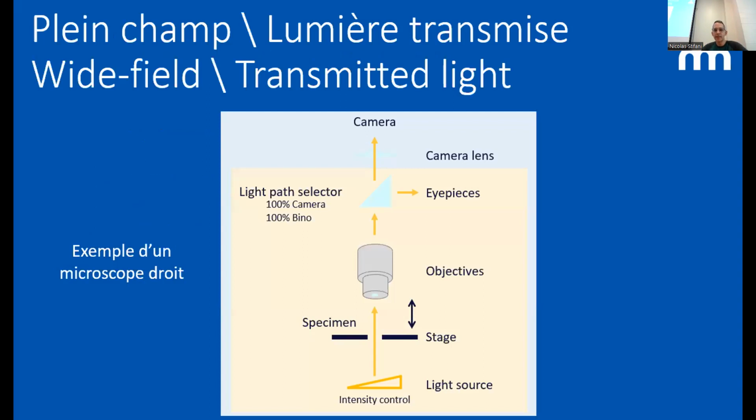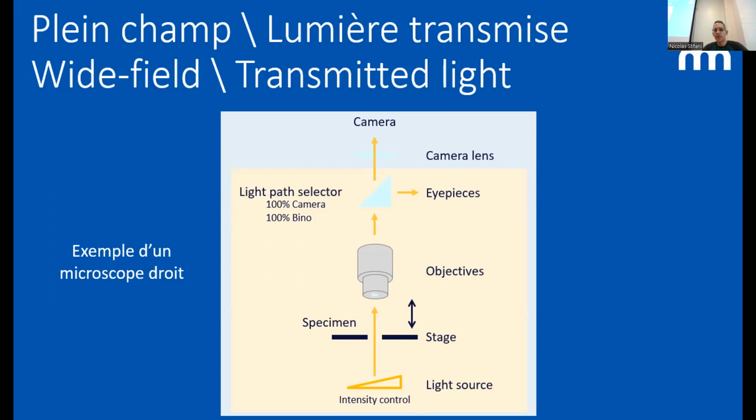I'm going to take a very simple example of a transmitted light microscope. This is an upright microscope because the objective is at the top and the specimen is at the bottom. You have a camera at the top that is able to digitize what you are looking at. Usually there is a lens in front of the camera to focus the light on the camera. You also have a light path selector to switch between your eyepieces and the camera. You have the objective. This objective or the stage can move up and down, because you want to focus the objective on the specimen. And then at the bottom, you have a light source that you can regulate in intensity.